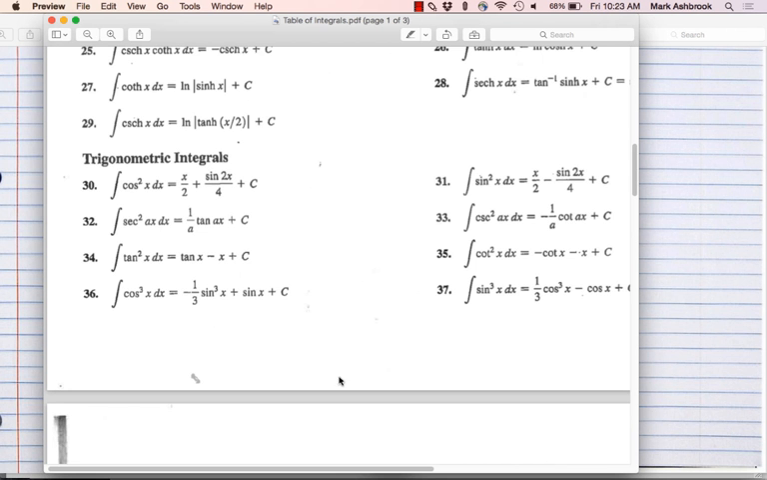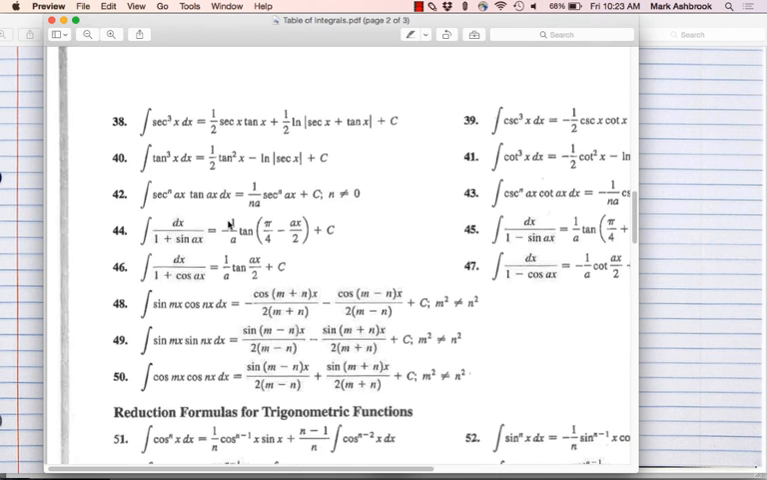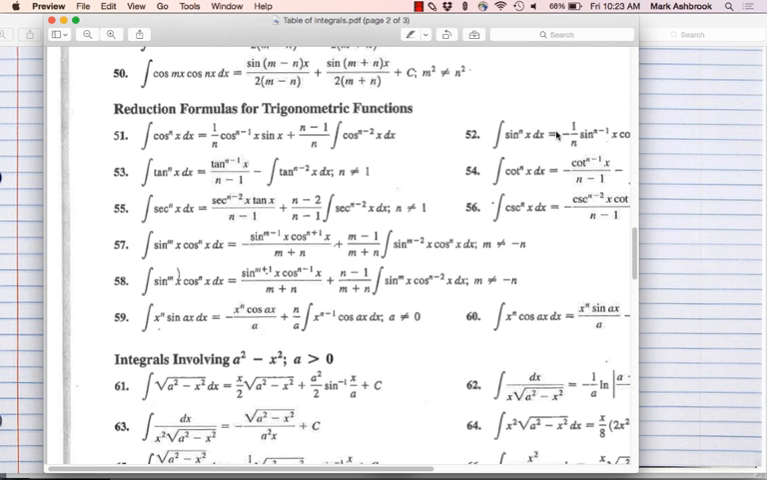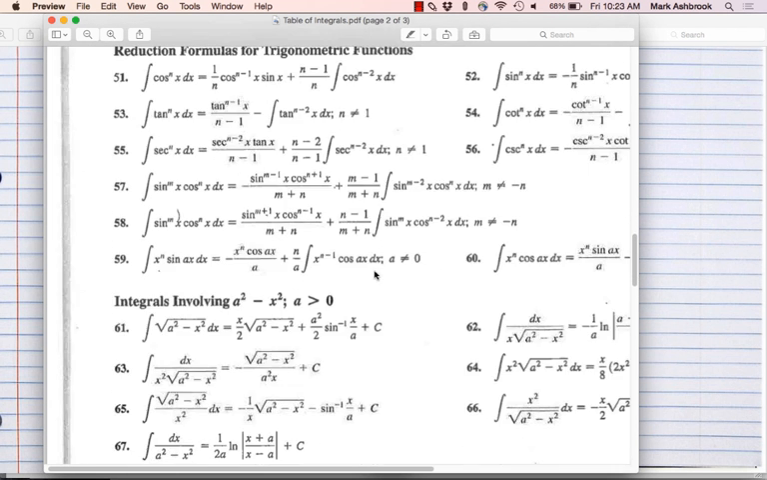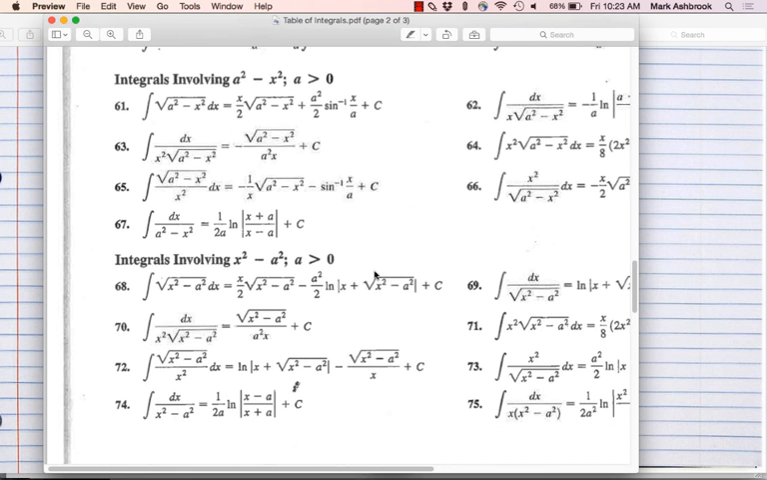Then there's trig integrals, some common forms of trig integrals. So just formulas. Here's trig integrals to powers and some reduction formulas. And then the ones that we'll see the most for these tables are integrals involving the sum or difference of squares. So this is x squared minus a squared. These are common forms and often with square roots.